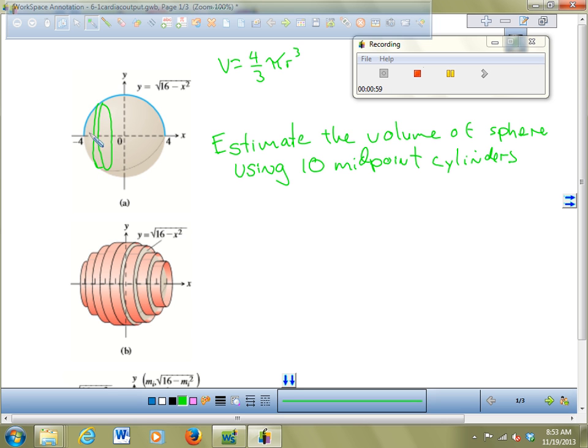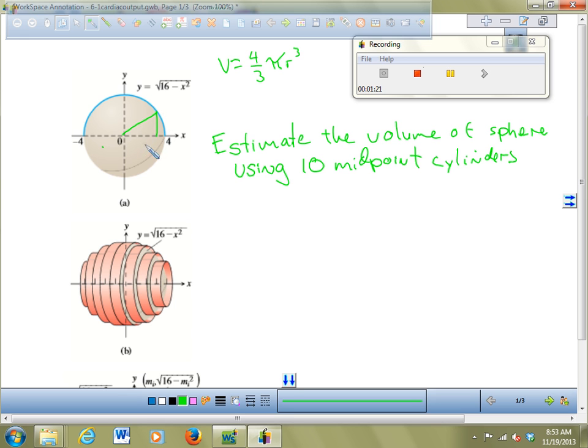You can add up lots of little disks, they're called, and you can find out the exact volume of the sphere. This formula comes from calculus by taking a circle and spinning it around the x-axis, okay? Or the y-axis, you also get a sphere, and then you can add up the pieces in a different way.